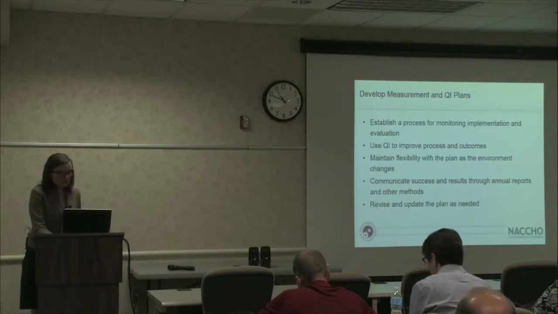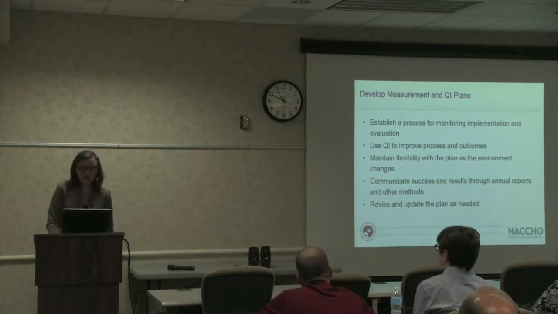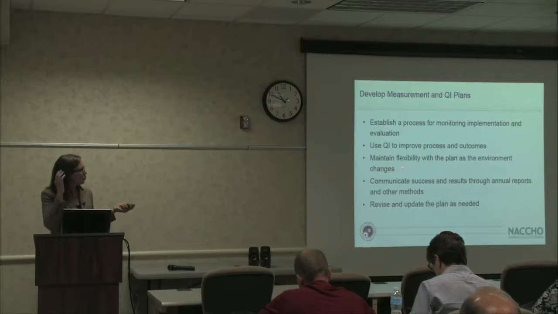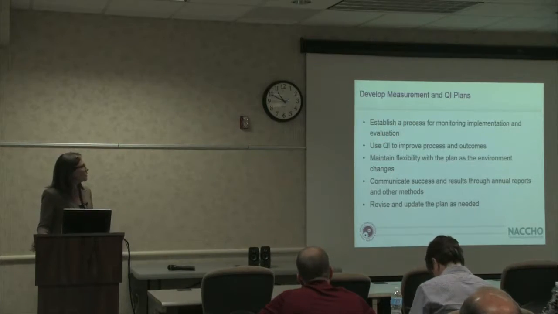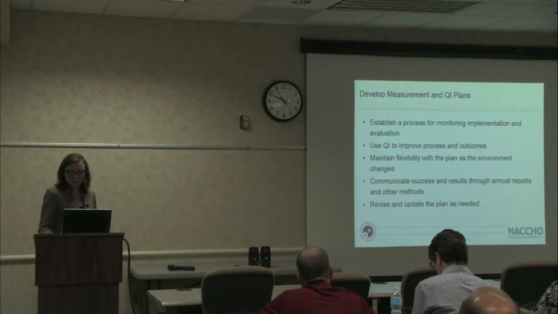And then the last part of developing your strategic plan and documenting it to PHAB is you need to establish a process for monitoring and implementing, typically on an annual basis, can be more often. You need to provide linkages to your QI plan, which typically means using QI to improve the processes. You need to maintain flexibility in the plan, communicate successes, and then revise and update as needed.